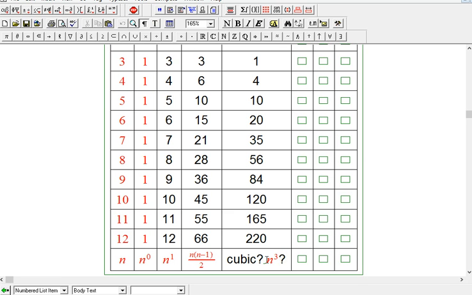Now, is it exactly n cubed? Oh, heck no. 10 cubed would be 1,000. Just like here, this isn't n squared, but it's close to n squared over 2. Okay, 12 cubed, ooh, what is 12 cubed anyway? Let's see.